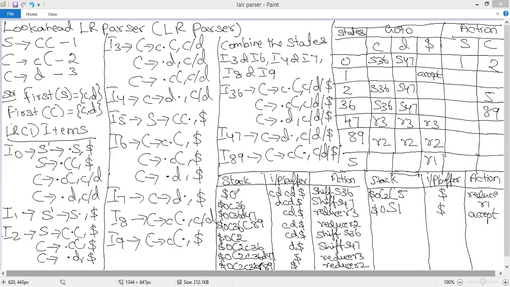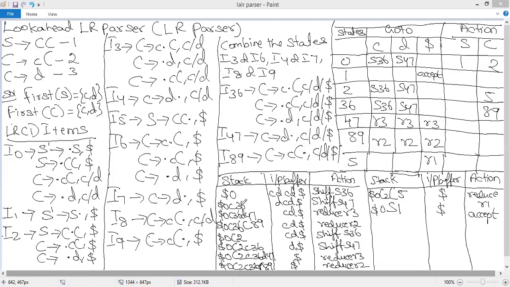Now you see here 0 and C. While the transition performed for 0 and C, you will be getting S36. The meaning is shift S36. So we have to perform the shift operation. So this C will be shifted to the stack, 0 C, and the number 36 will be mentioned here. The same procedure that we have followed for the shift reduce parser.